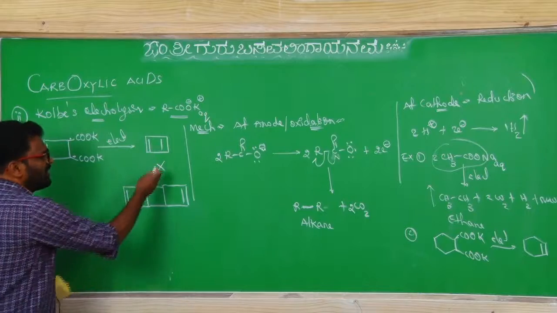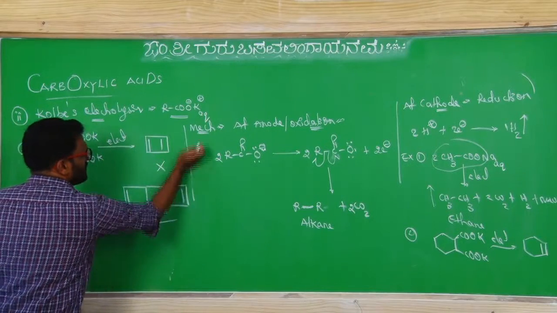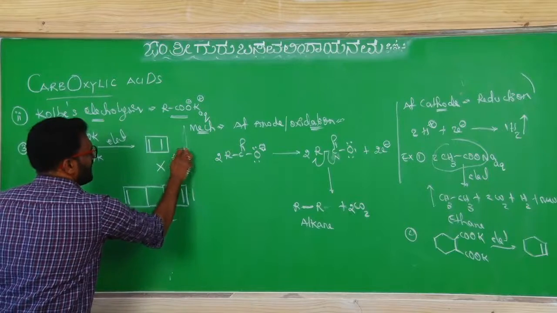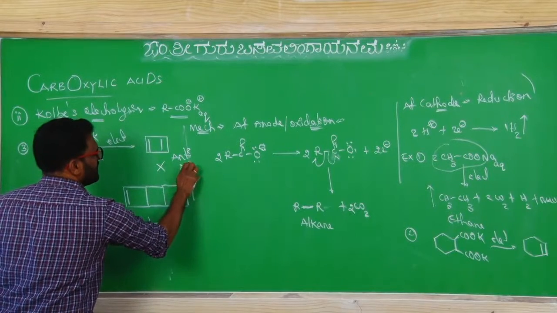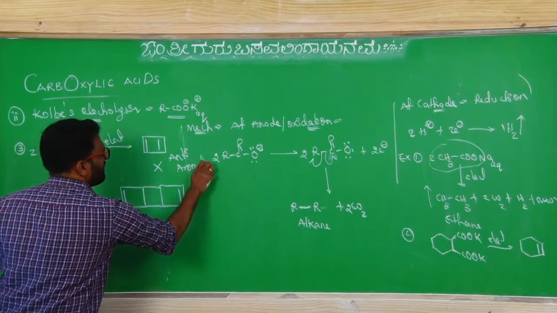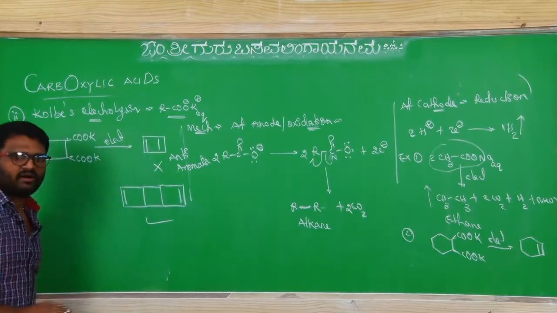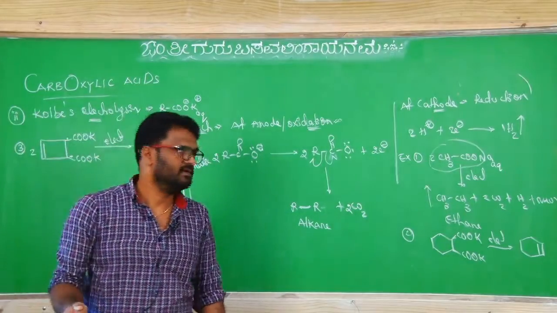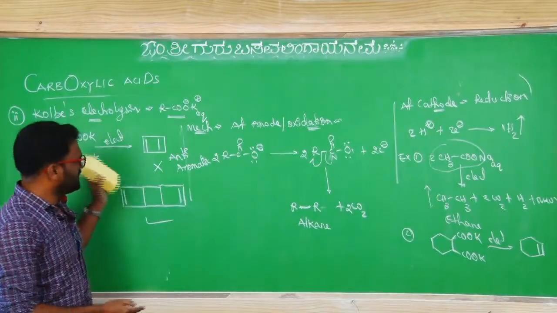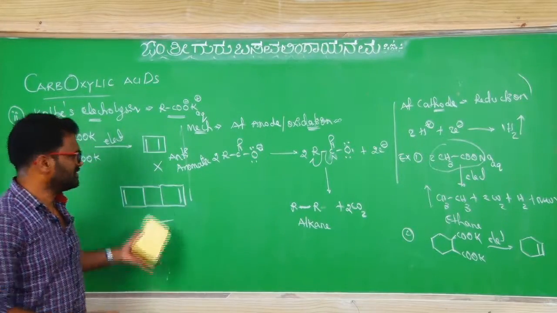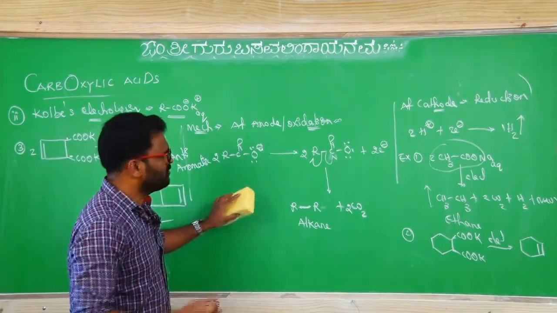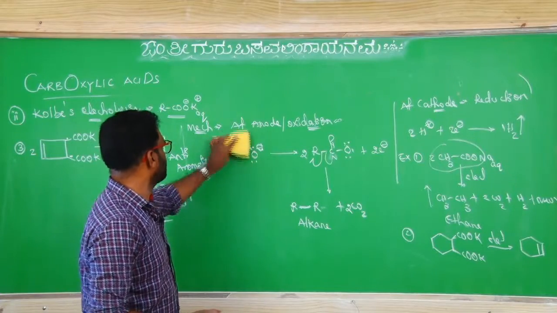This is anti-aromatic. Anti-aromatic compounds are highly unstable. So that's why dimerization will take place. This is what you can think. This is the Kolbe electrolysis reaction.